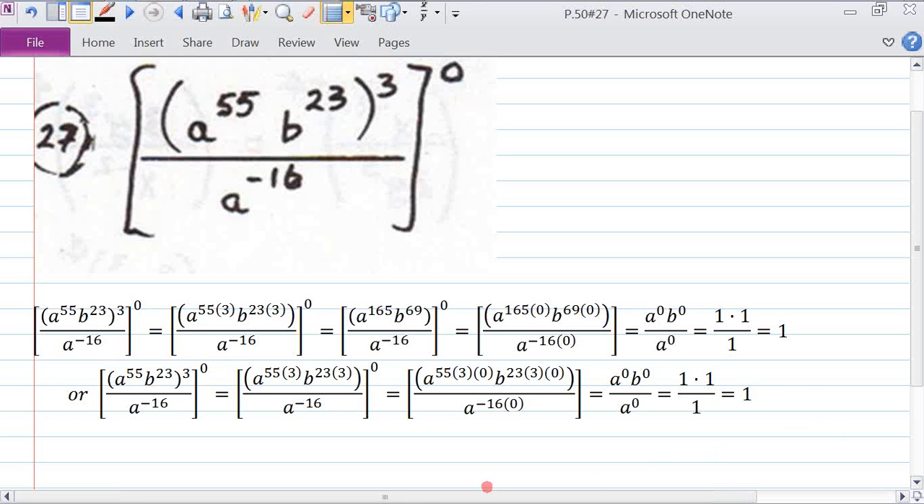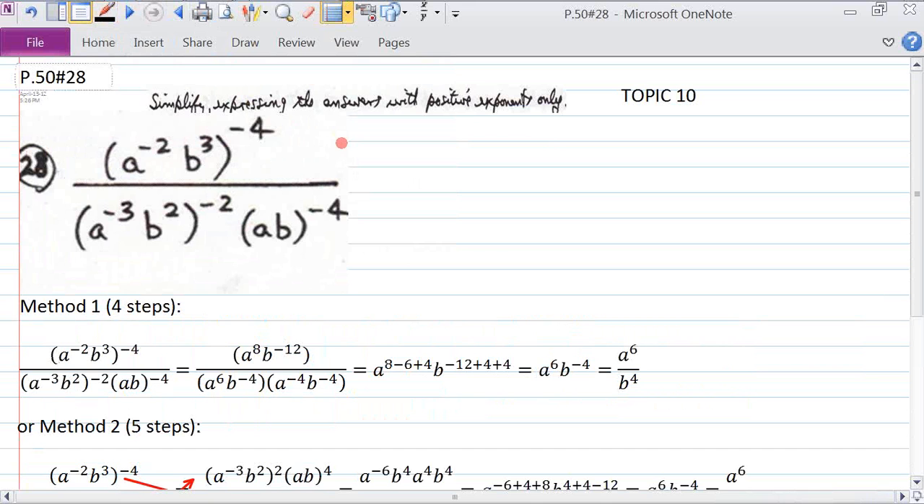It's still 1. So really what I'm doing is multiplying the 55 by the 3 and the 0 in one step. And then I'm multiplying the 23 times the 3 times the 0. The minus 16, I'm only going to multiply by the 0. But it doesn't matter because I get a to the 0, b to the 0, a to the 0. So whether you do it this way or that way, or you realize that this has to be 1, either method is good.